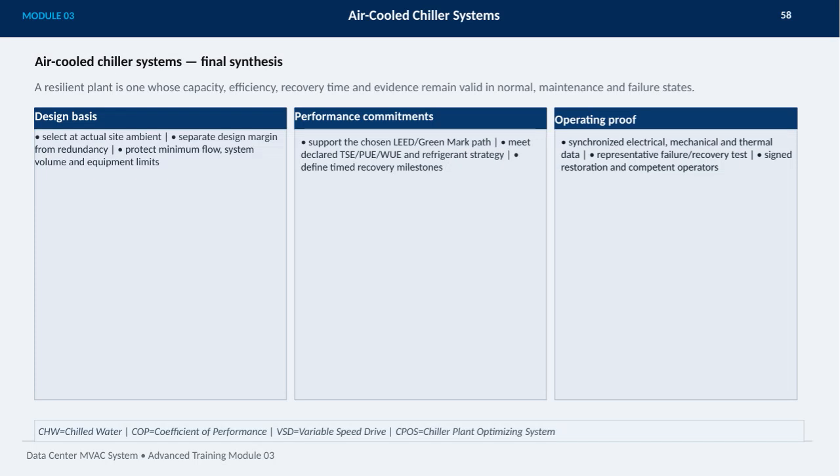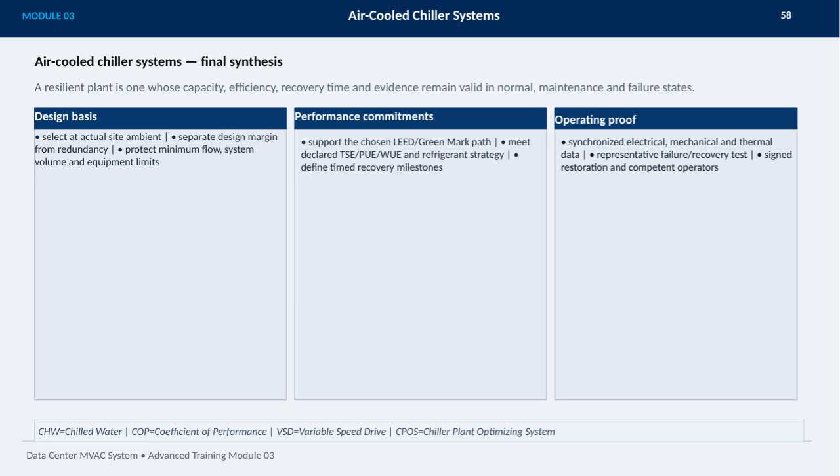In this final synthesis of air-cooled chiller systems, let's focus on building a resilient plant. This means a system that maintains its capacity, efficiency, and recovery time not just under normal operation, but also during maintenance and even failure scenarios. Starting with the design basis, it's crucial to select equipment based on the actual site ambient conditions, ensuring you clearly differentiate between design margin and redundancy.